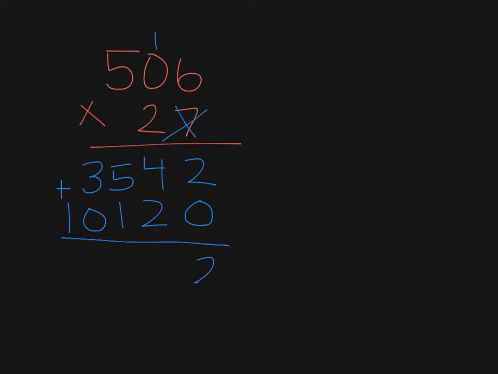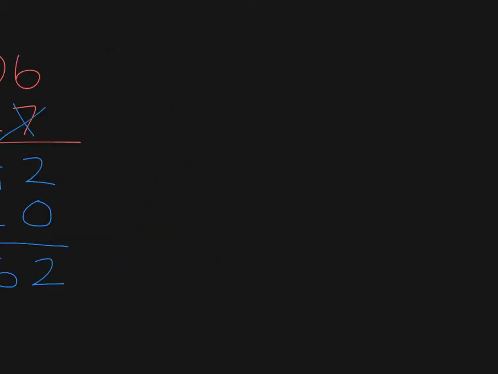2 plus 0 is 2. 4 plus 2 is 6. 5 plus 1 is 6. 3 plus 0 is 3. And the 1's by himself. Let's put a comma where it belongs. Our product is 13,662. Moving on to number 2.